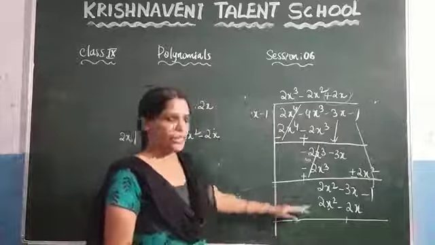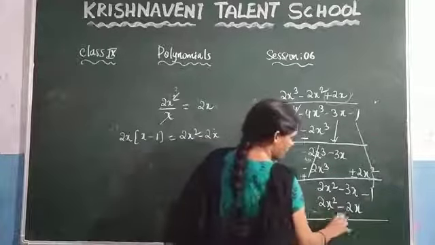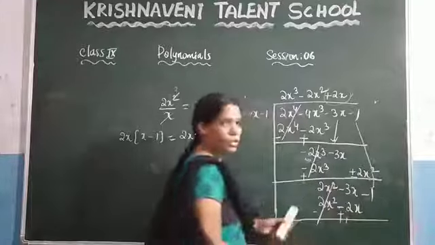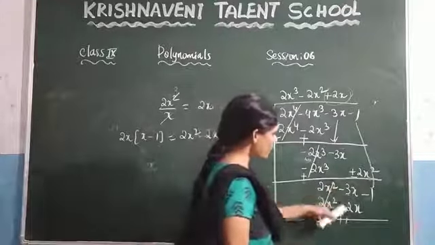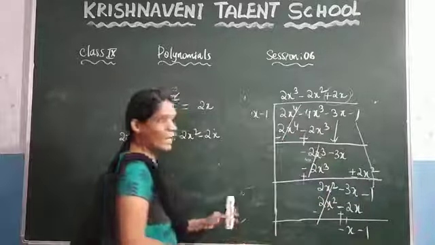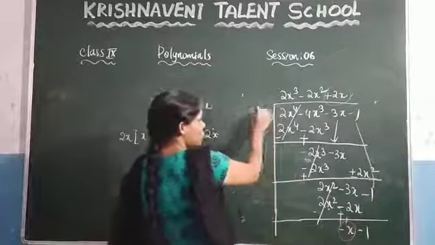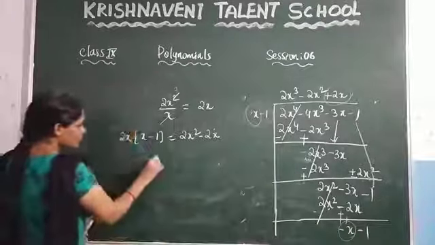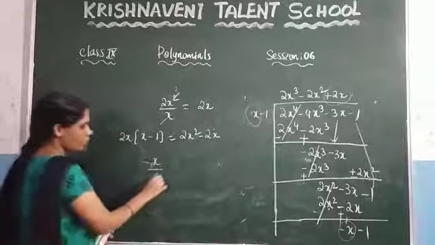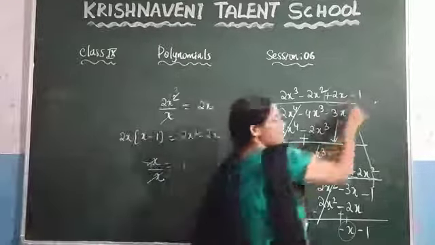What's the next step? You need to change the symbols. Since plus is there, keep it here minus. Minus is there, keep it here plus. Now, what will you get? Minus 3 plus 2, which is minus x, minus 1. Now, again what we need to do? Again you need to divide these two. So, what will you get here? Minus x by x. You know that value is minus 1. Write it here, minus 1.